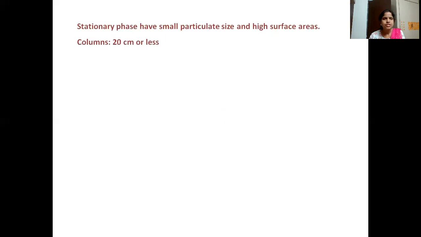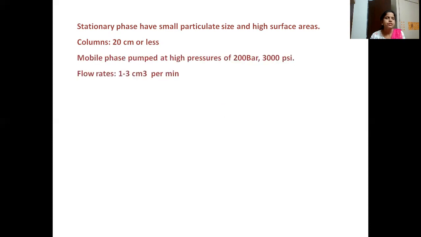Now these stationary phases, the particle size should be very small. If the particle size is small, then the surface area will be large. The columns generally used in HPLC are 20 centimeters or less. The mobile phase, as I said, has to be pumped into the column.